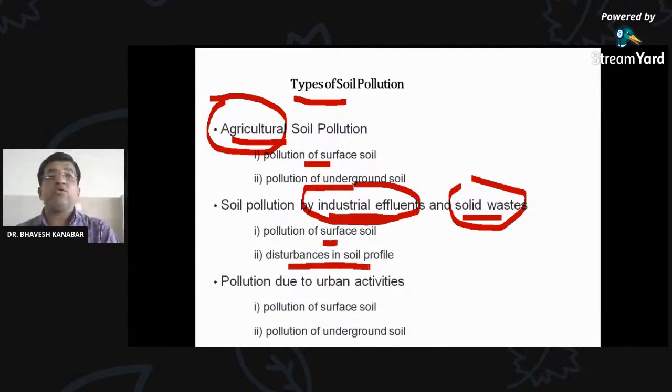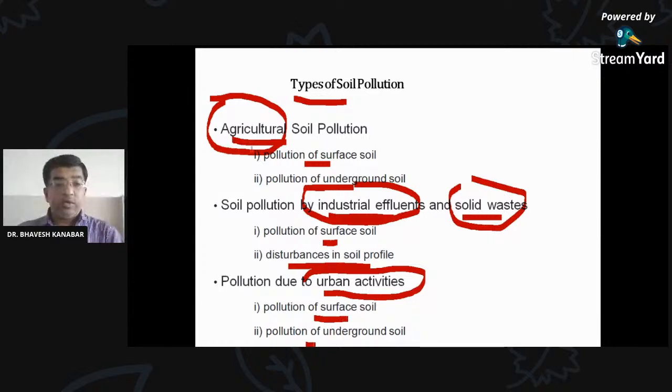As you know, soil is composed of hard rocks as well as many other metals and some elements like magnesium, calcium, nitrogen. So the composition of the soil may change. That is disturbance in the soil profile. Pollution due to urban activities. Urbanization is also one of the most common causes. Agriculture, industrial effluent, urbanization can cause surface soil pollution as well as underground soil pollution.